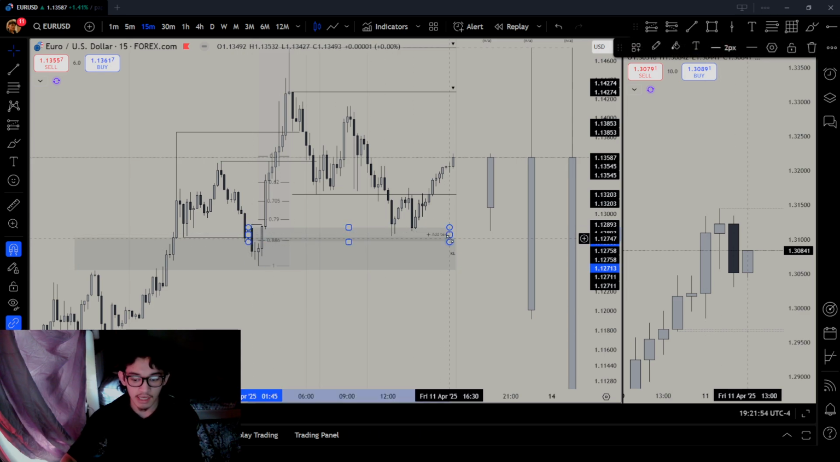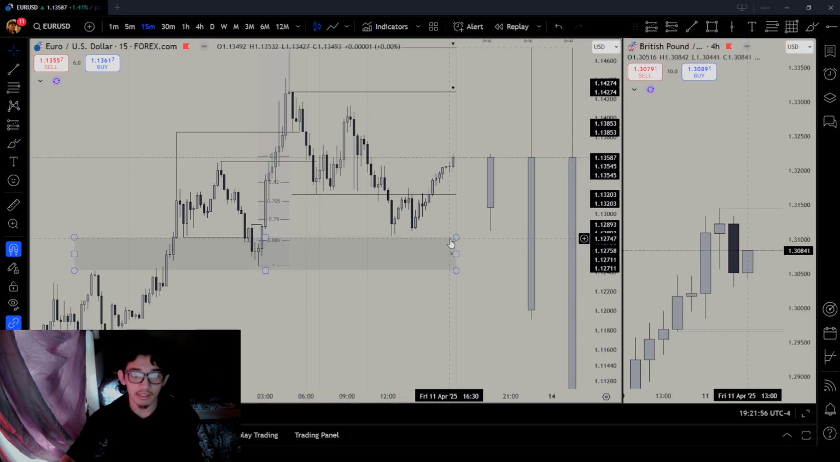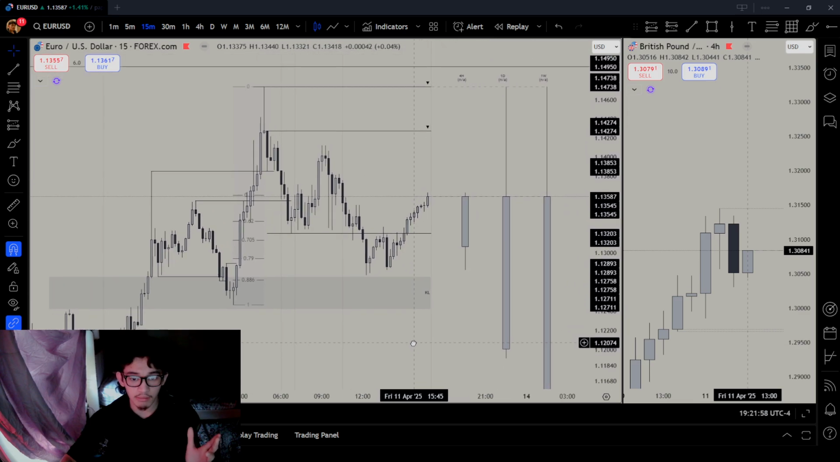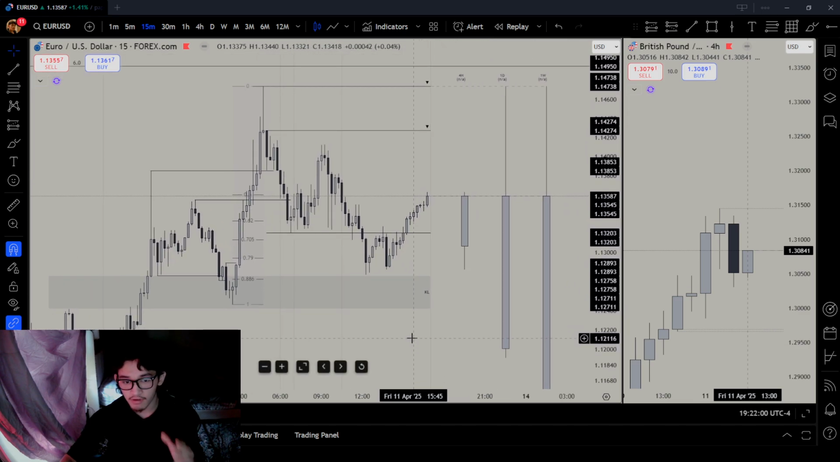So this is how you guys could trade. This is how dumb money versus smart money trades. Same chart, different eyes.